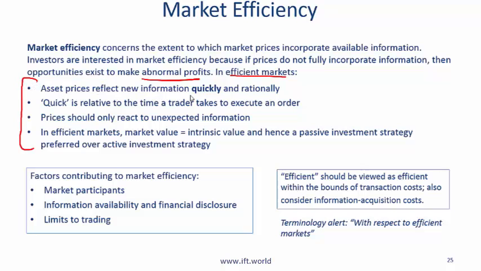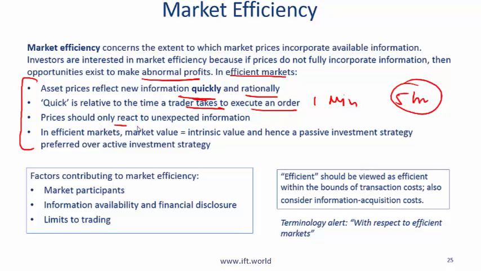Asset prices reflect new information quickly and rationally. What does quick mean? Quick is relative to the time a trader takes to execute an order. So if a trader executes an order in 1 minute, then quick would mean less than 1 minute. If in a given environment it takes 5 hours to execute, then quick would mean less than 5 hours.